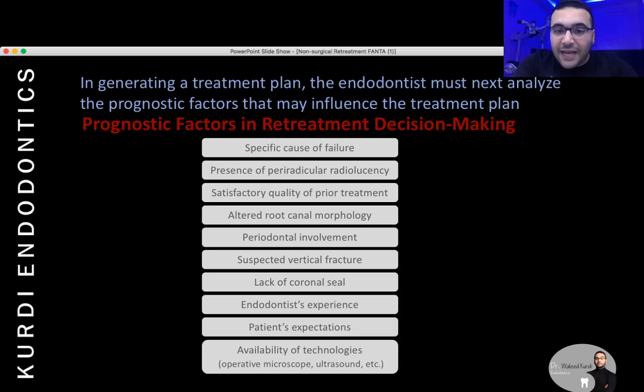Now we have some factors affecting the prognosis of the retreatment decision making. We should know the specific cause and the presence or absence of periapical pathosis, and let's talk a little bit about them one by one, because these factors are very important in your decision making. I'm not here today just to show you videos or cases. We have a lot of cases and a lot of videos, but I just want to open your mind and put these very important factors in front of you to help you decide what is the right decision in non-surgical retreatment.